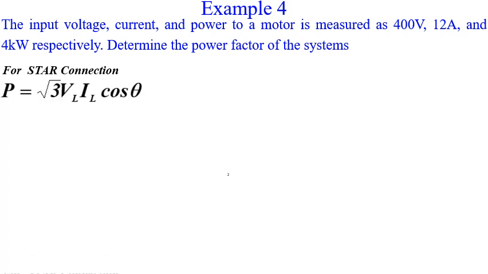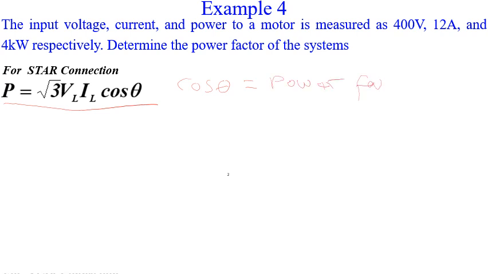So for star, this is the formula. I gave this formula in our previous video. Since we know the line voltage, which is 400, we know the current, which is 12 amps, and we know the power, which is 4 kilowatts. This is real power, so that's why we are using this formula. What we don't know is cos phi. The cos phi is also known as the power factor.